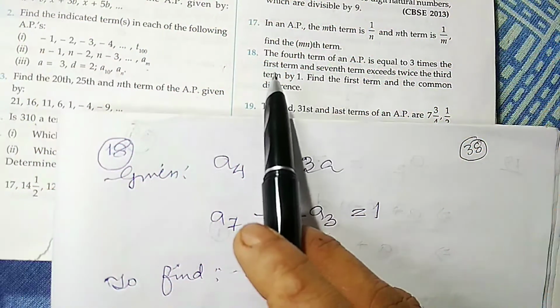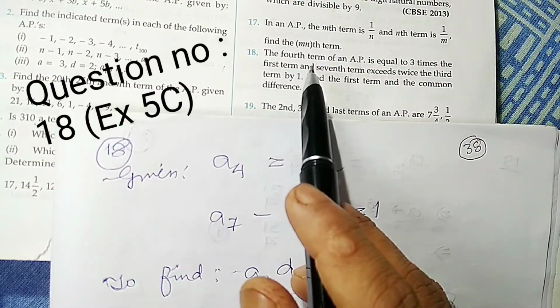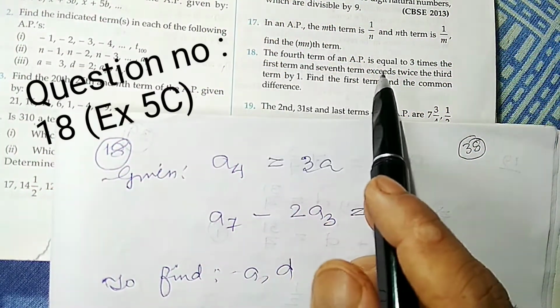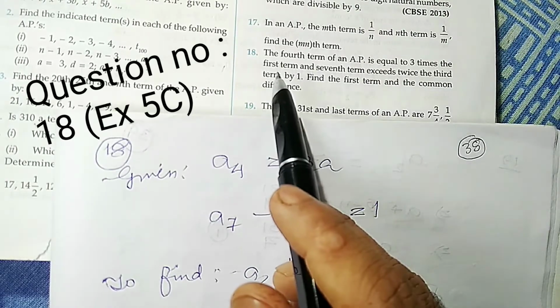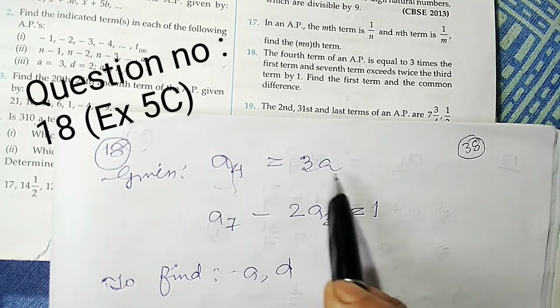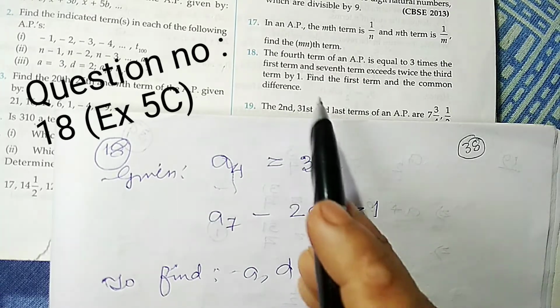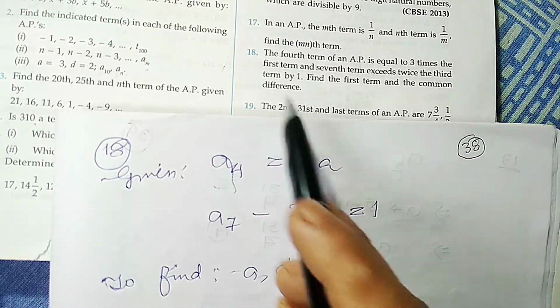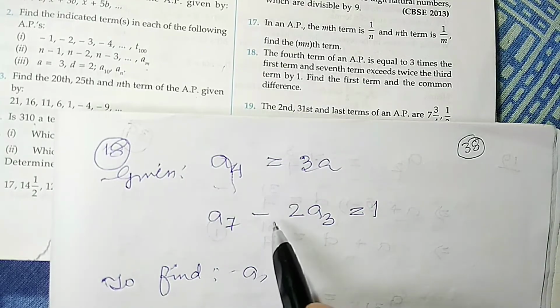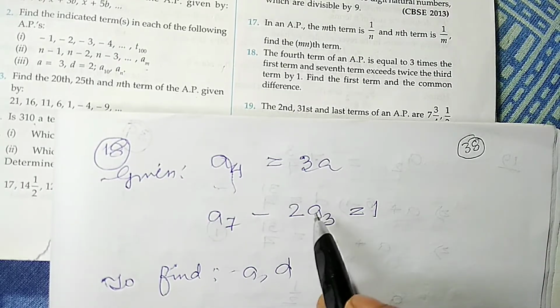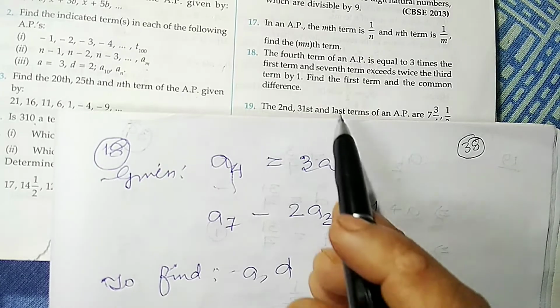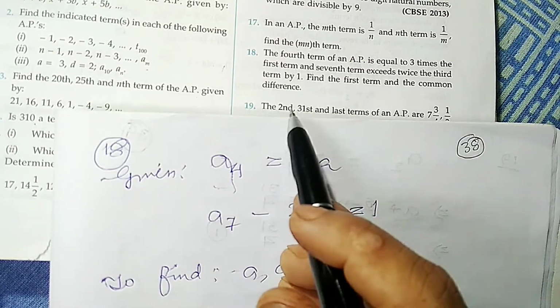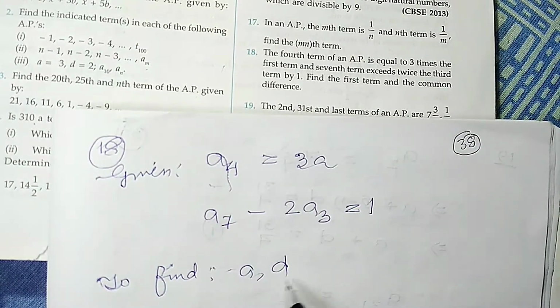In question number 18, it is given that the fourth term of an AP is equal to 3 times the first term, and the 7th term exceeds twice the third term by 1. We are to find the first term and the common difference. That means a and d we are to calculate.